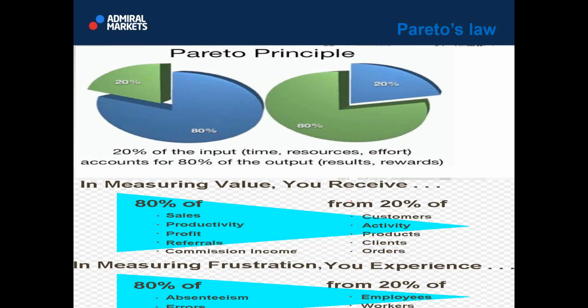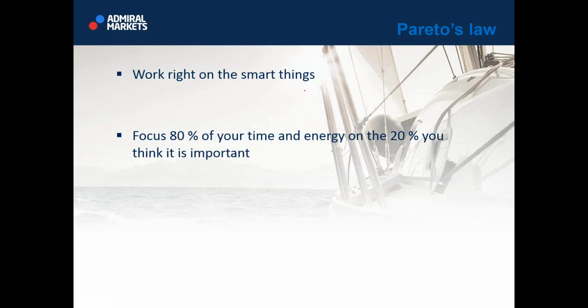In measuring your value, 80% of sales comes from 20% of customers. 80% of productivity comes from 20% of activity. 80% of profit comes from 20% of products. 80% of referrals comes from 20% of clients. And 80% of commission income comes from 20% of orders. And in measuring frustration, you will experience 80% of absenteeism from 20% of employees, 80% of errors from 20% of workers, and 80% of servicing problems from 20% of customers. That is Pareto's law.